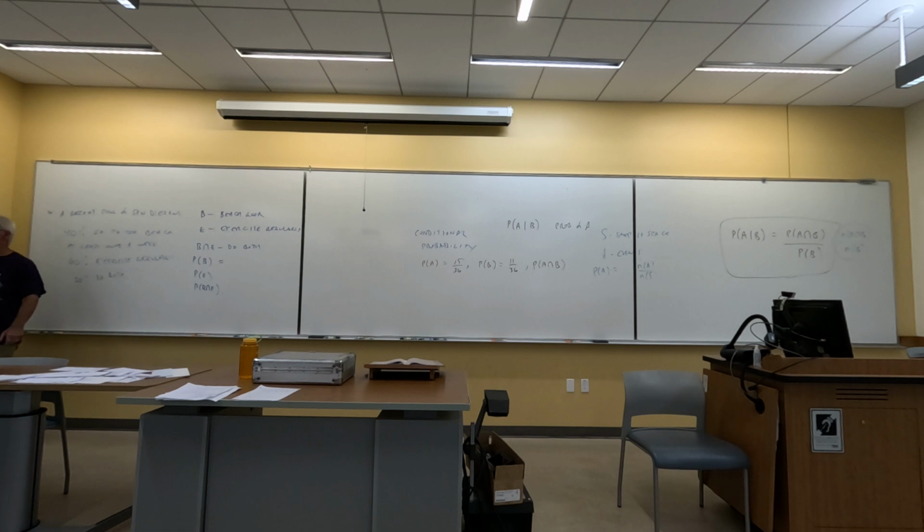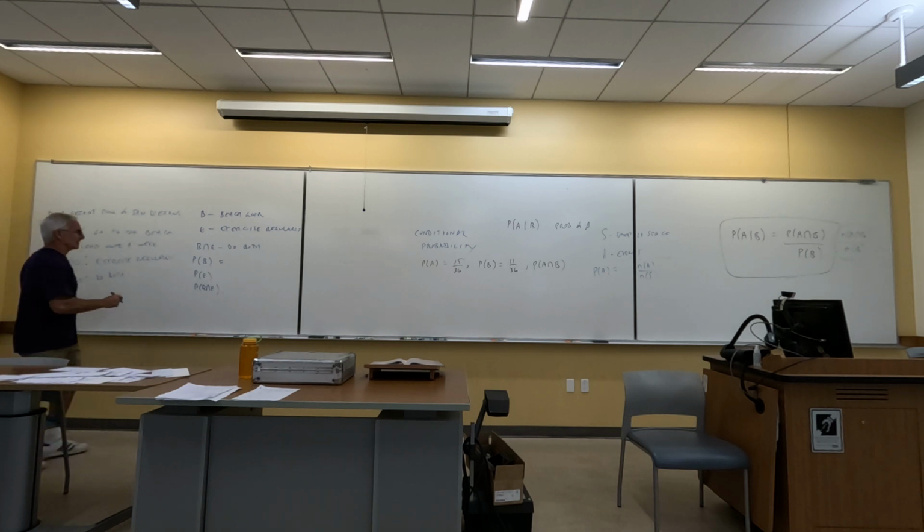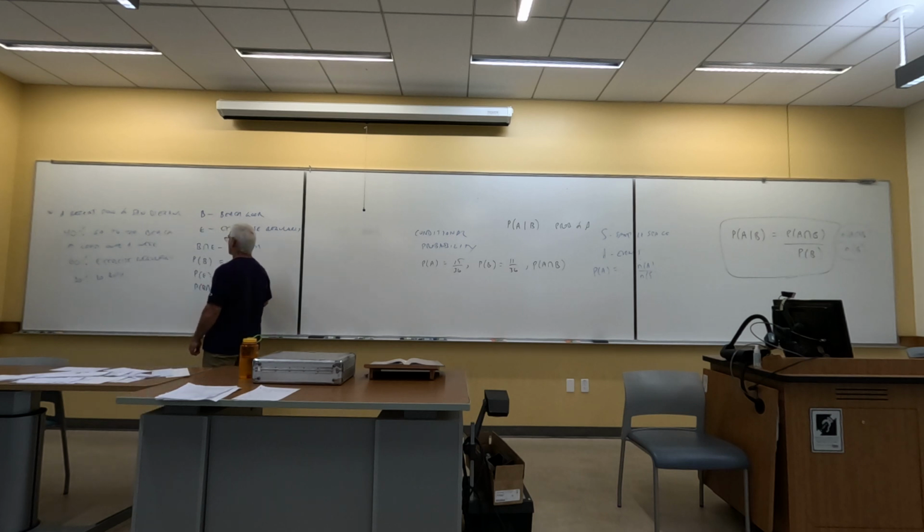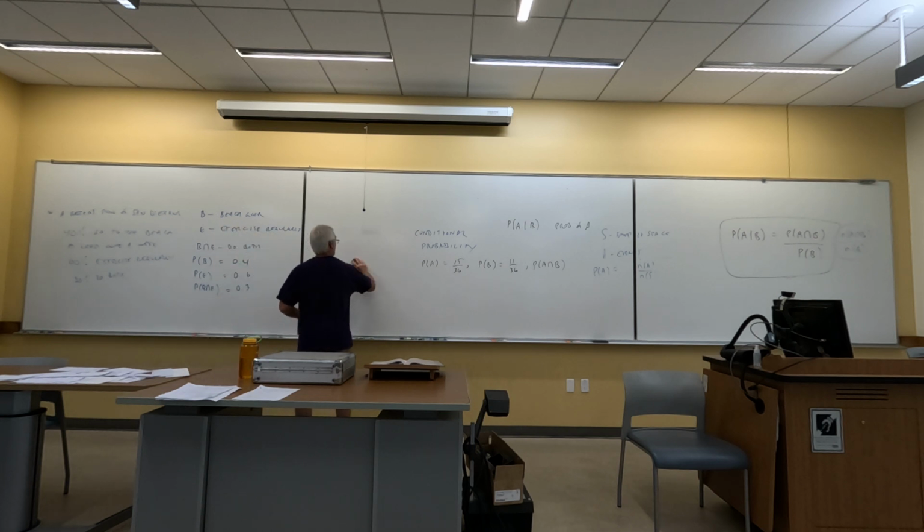We'll leave it as decimals. It's just easier. Yes, that's absolutely correct. I could write it as a fraction, but in this context, it might be easier to write it as a decimal because we will assume that these are accurate numbers. So how about 0.4? How about this? 0.6 and this? 0.3.